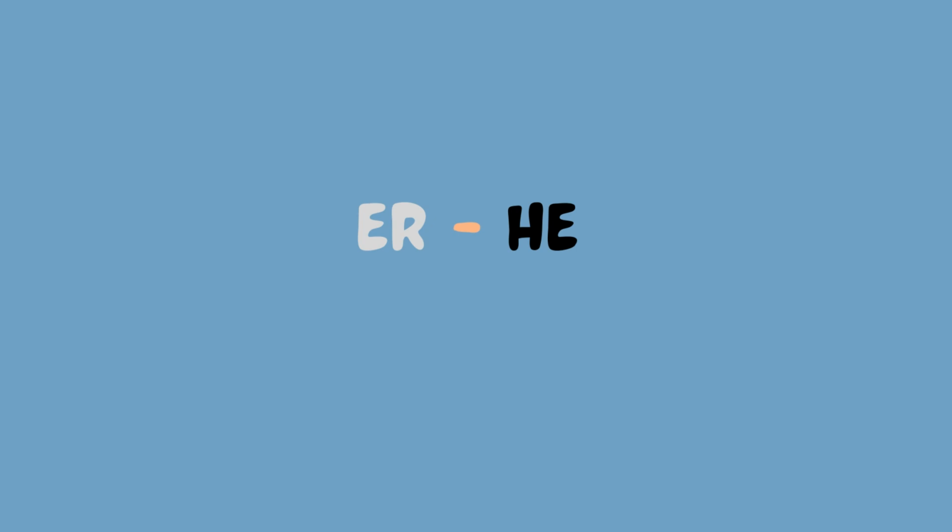Er, he. Used to refer to a male person or thing. Sie, she. Used to refer to a female person or thing. Es, it. Used to refer to a neutral or inanimate object or animal.